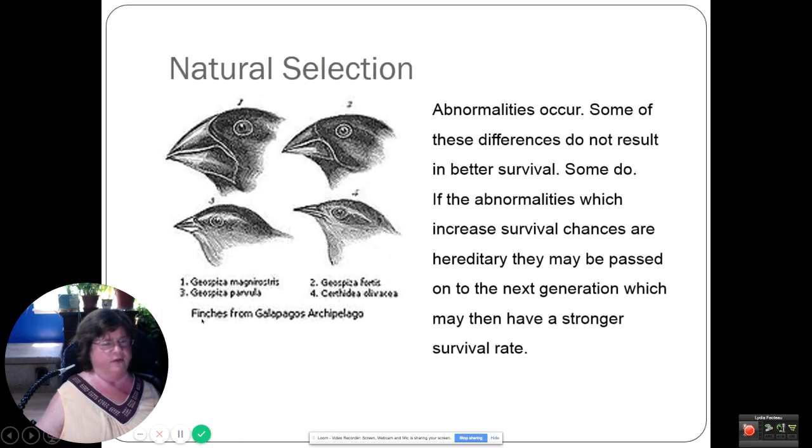And again, he started this on his finches in the Galapagos archipelago. So abnormalities, of course, occur in life. There's lots of mutations. Some of these differences do not result in better survival. Some do. If an abnormality which increases survival chances is hereditary, it may be passed on to the next generation, which may then have a stronger survival rate. So the different beaks helped these different finches survive best in their area.